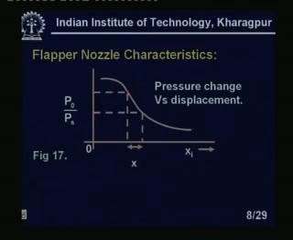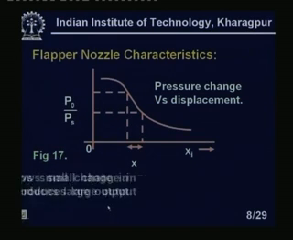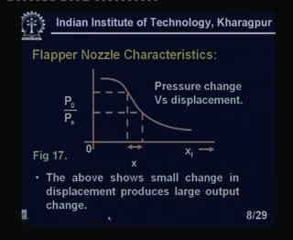Now, this is our flapper nozzle characteristics. This is the output pressure divided by the supply pressure, and on the x-axis is the displacement, the displacement of the flapper. So the pressure change versus displacement is normalized, PO by PS. The figure shows that a small change in the displacement produces a large output change. You see that in this region, for a small change in displacement, I am getting a large change in the ratio of the output pressure to the supply pressure, right?